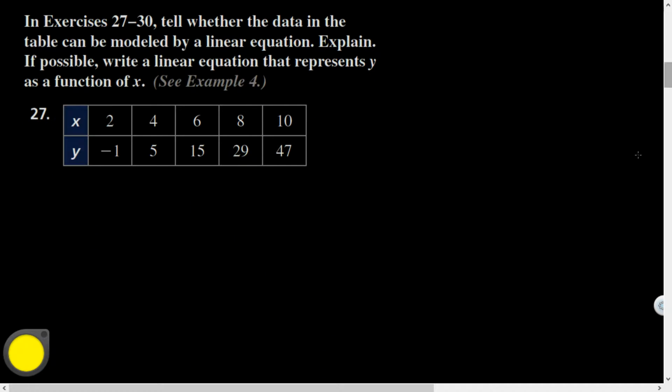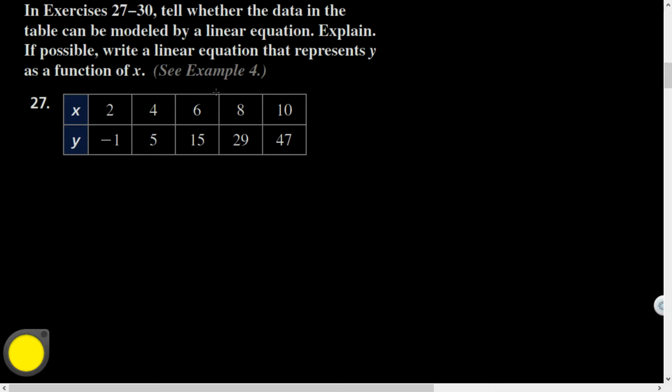Question 27. All right, so here's a table. I could view any of these as being like my points, okay? I could just pick any of those. I could have thought of this as x1, y1. I could have thought of this as x2, y2. All right, I can work with any of those once I know it's linear. But first it asks, tell whether or not the data can be modeled by a linear equation.